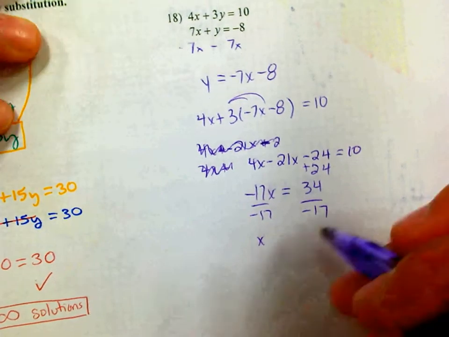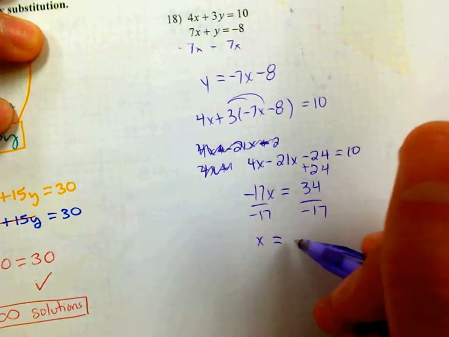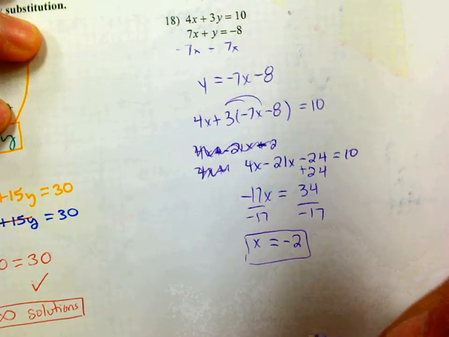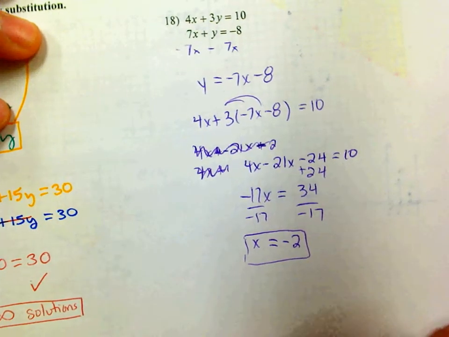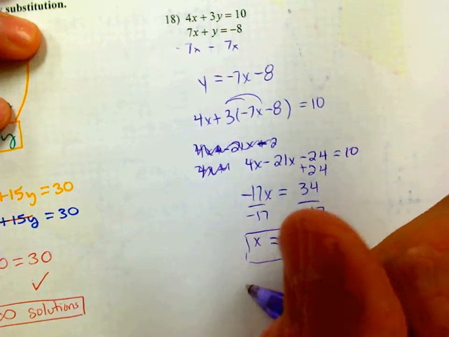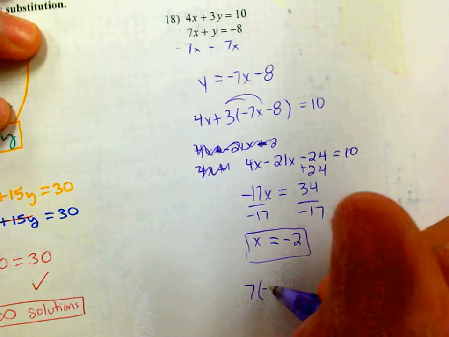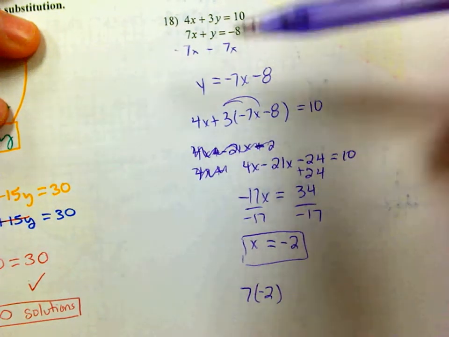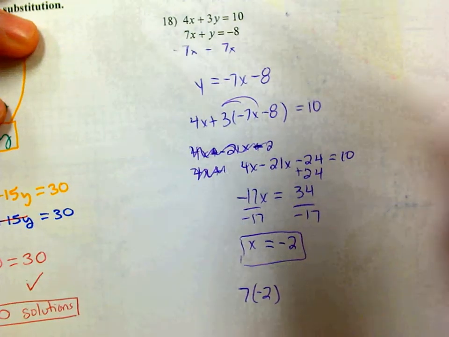And what do you get, guys? Negative 2? Alright, is that the final answer? No. We found the x, what do we need to find y? So tell me what you're doing. Then you plug x back into one of the equations. Into that y equals negative 7x minus 8.